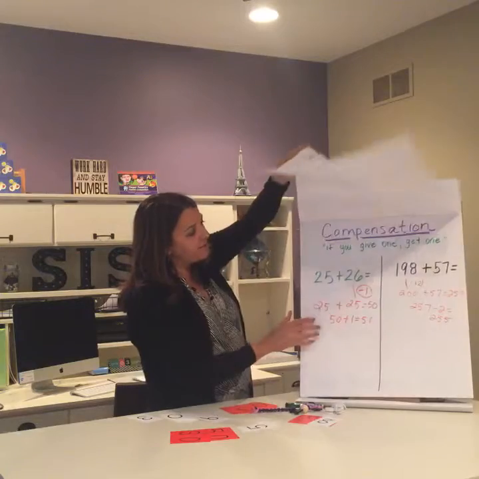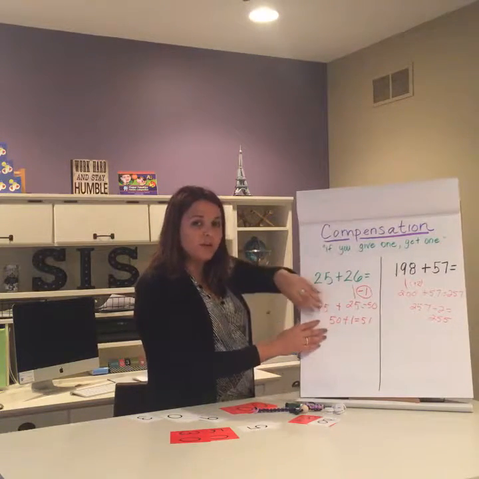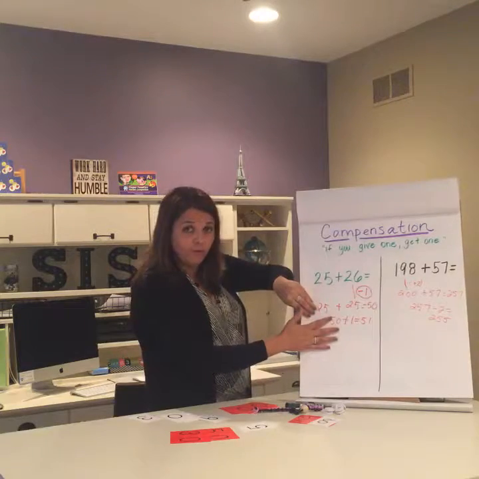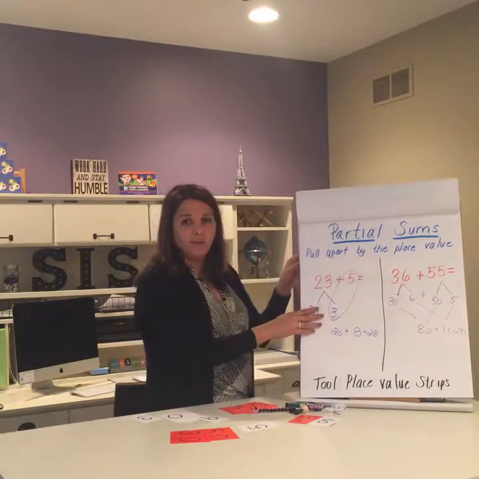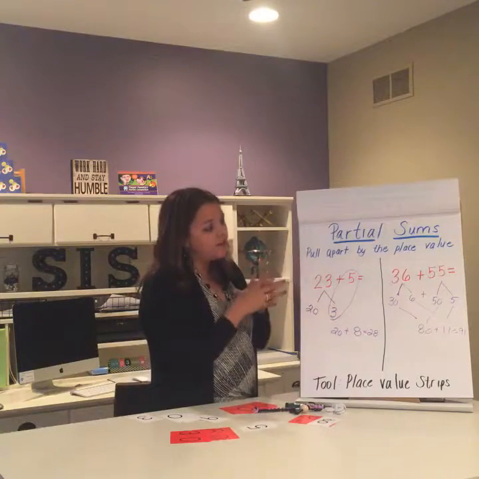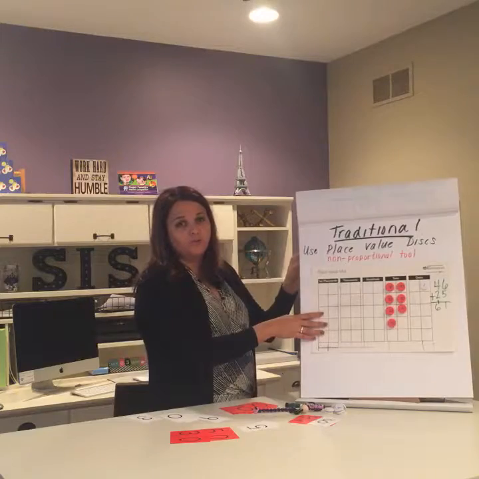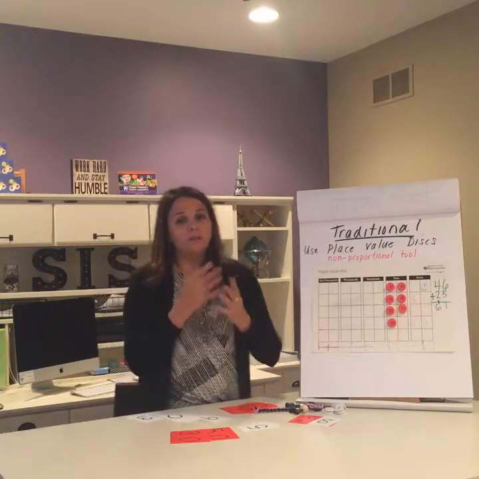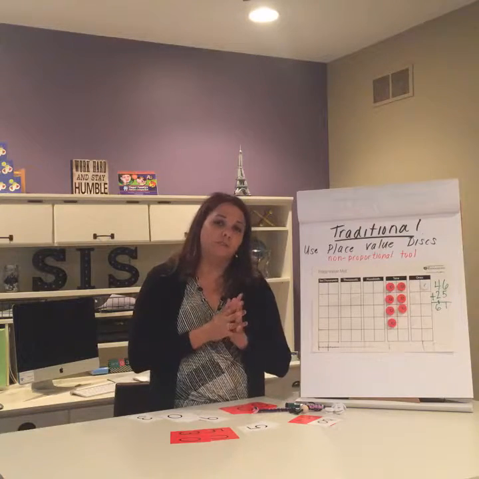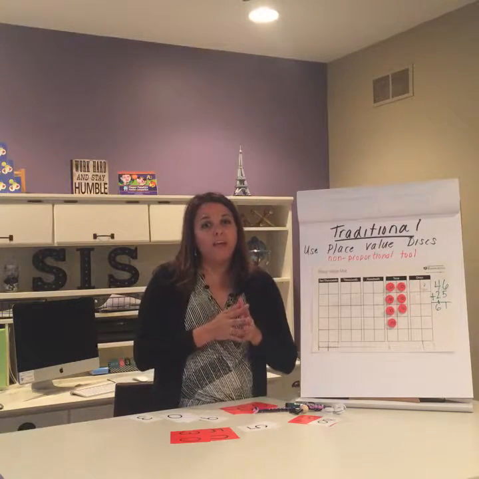A lot of our kids start to do compensation, similar to a strategy used as doubles plus 1, doubles minus 1, even in 1st grade. Partial sums we usually save for the latter part of 2nd grade to be introduced, and then it's done throughout. 2nd grade is when the traditional method is used. These are 3 ways, plus the traditional, that we encourage children to use to solve problems in multiple different ways. I hope this gave you a little bit of a tutorial on how we solve addition.